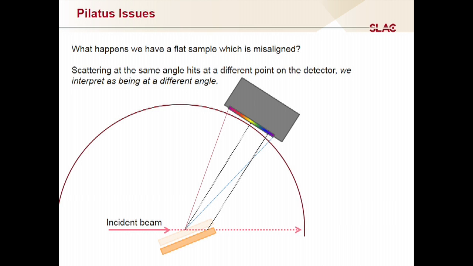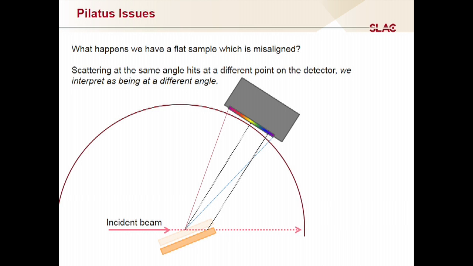Another problem is you may have misaligned your sample, which means that the sample is not sitting on the center of rotation of the diffractometer. It's displaced a little bit either back from that or a little bit below where the beam is. And this translates into a big problem, which is that you measure an intensity feature at the wrong position.